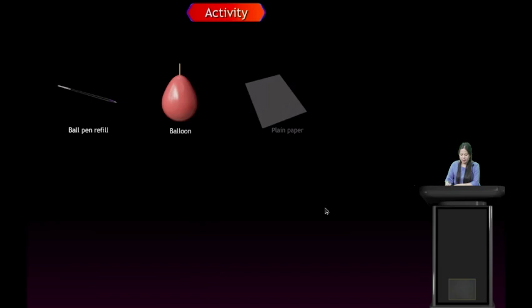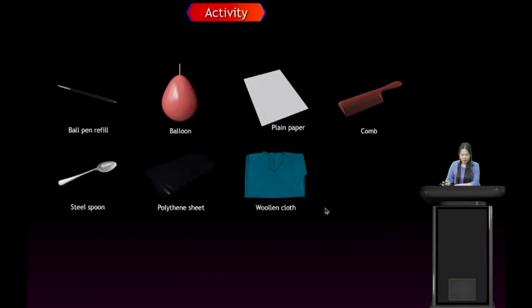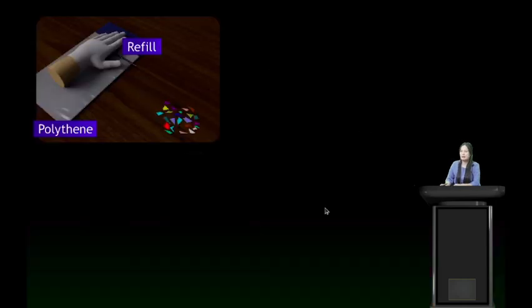So for this activity we will use different objects like a ball pen refill, balloon, plain paper, comb, steel spoon, polythene sheet, woolen cloth, and eraser. So let us see. First for this activity, tear this paper into small pieces and keep it aside.